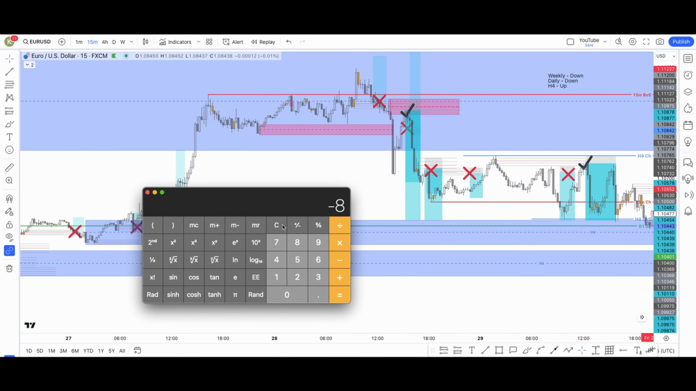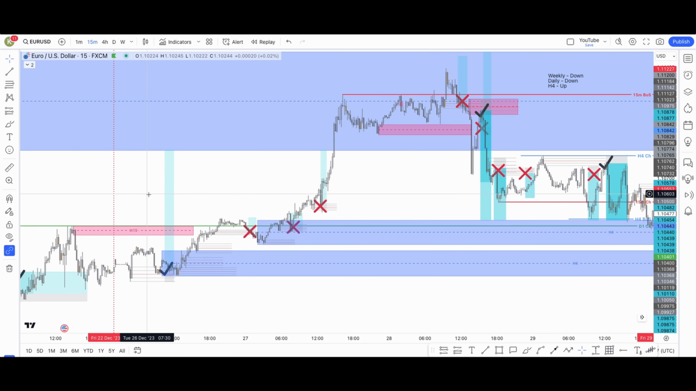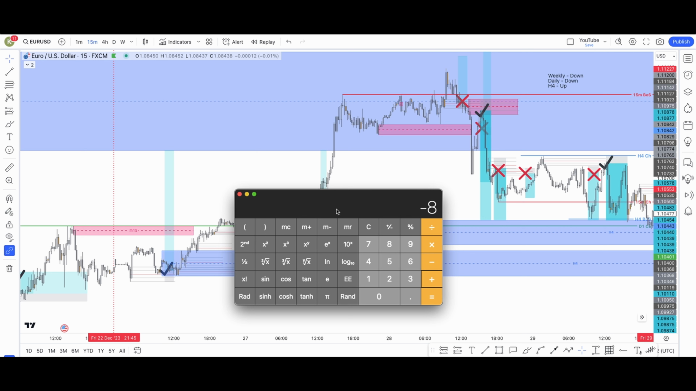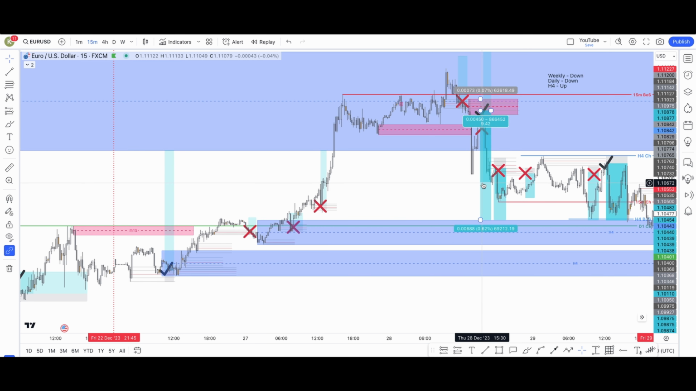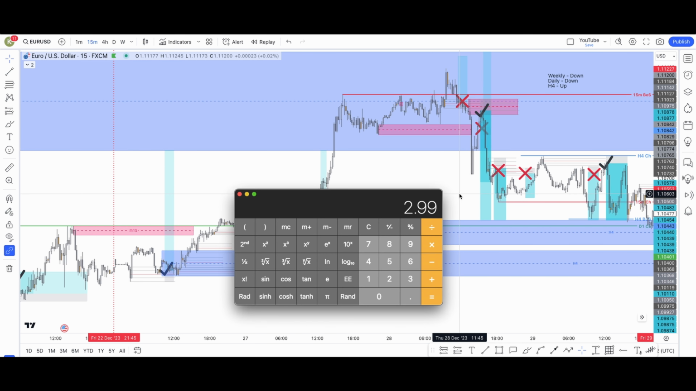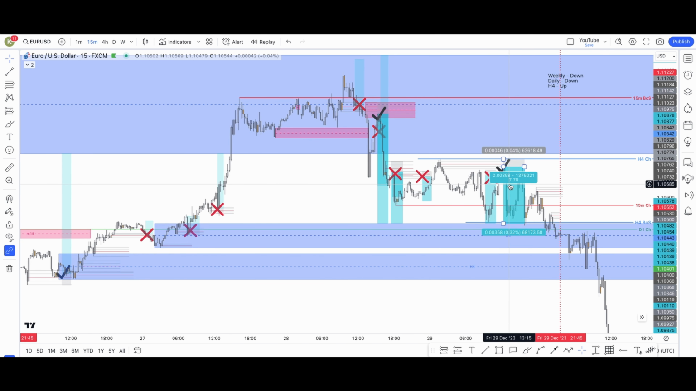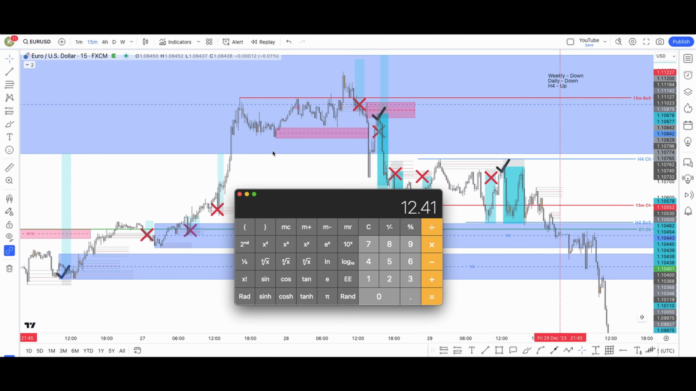Minus 8. And then we got a plus 10.99 over here, so plus 2.99 with just one win. Then we got another win, which was 9.42, so plus 9.42, 12.41, and then we add this one, 7.78. Total of 20.19 for the week. So not a horrendous week.